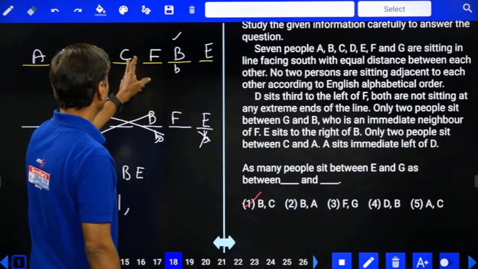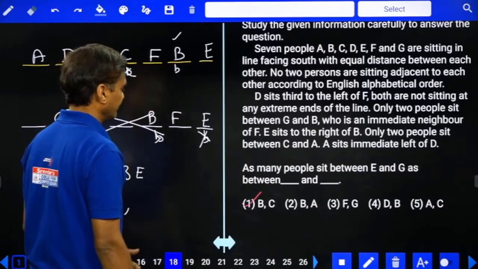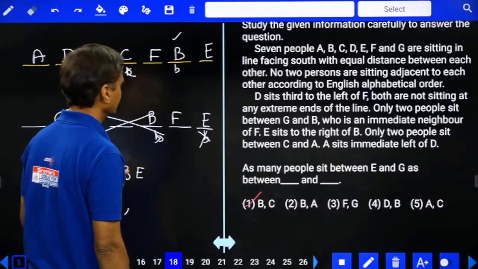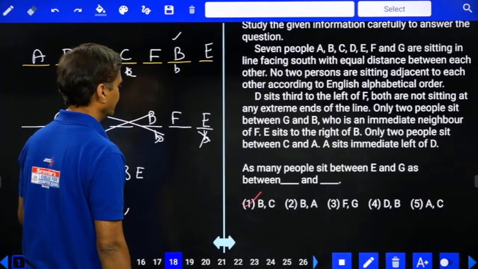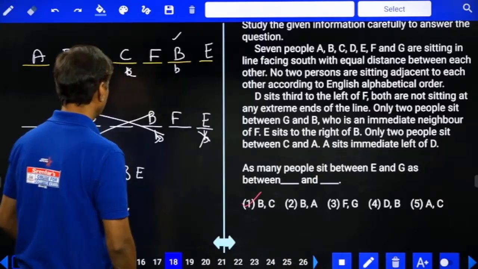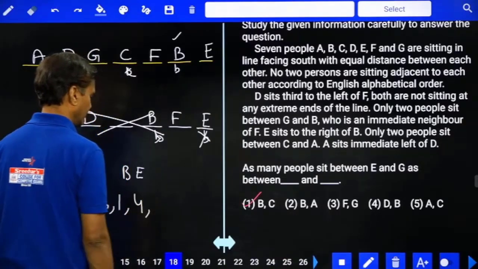How many people between E and G? Between E and G, how many? There are 3 people. And same as between whom? B and C, 1 person. B and A, 4 persons. F and G, 1 person. D and B, there are 3 persons. What is your answer? Choice 4, question number 18.